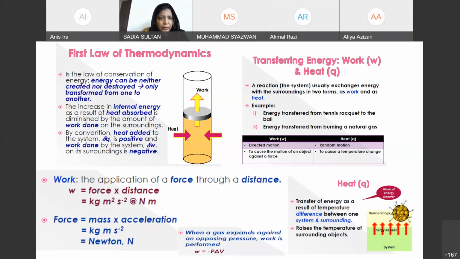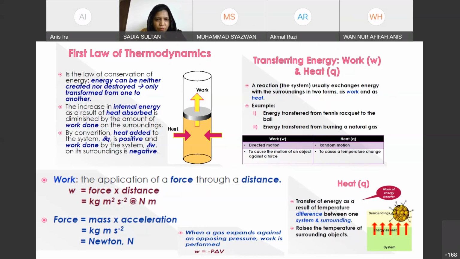By convention, heat added to the system, or heat absorption, is always positive. If we absorb heat, delta Q, it is positive. And when, as a result, work is done by the system, delta W, on the surroundings, it is negative. Okay, absorbed is positive, released or work done is negative. For the same reason, endothermic we always take as positive, exothermic we take as negative.